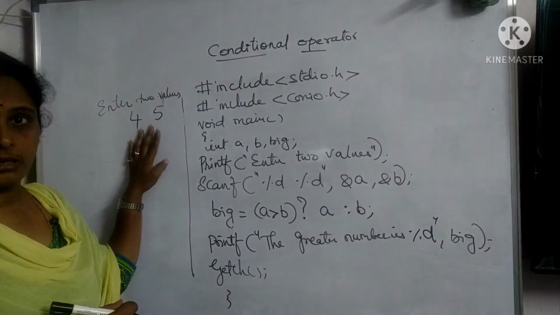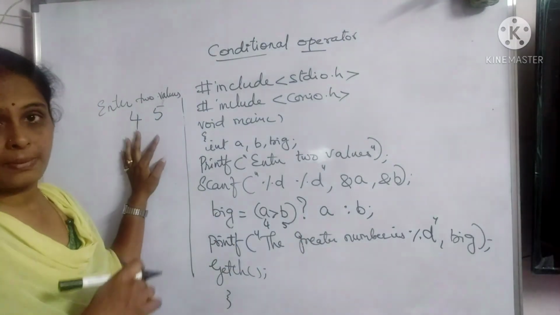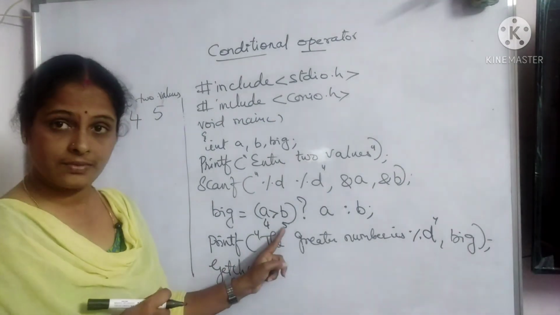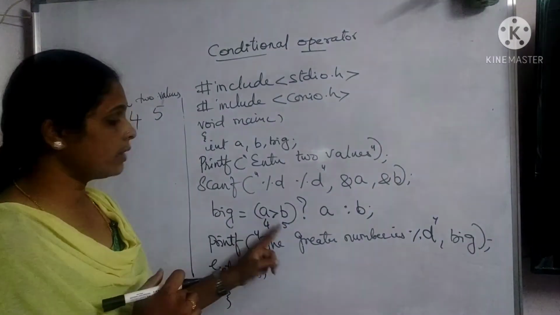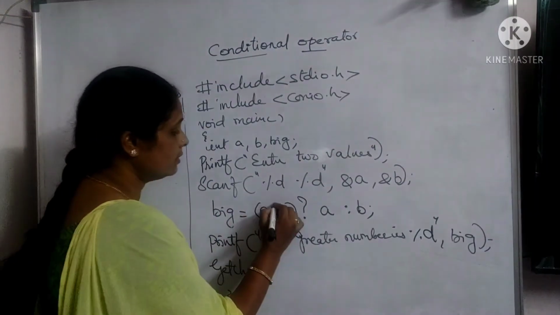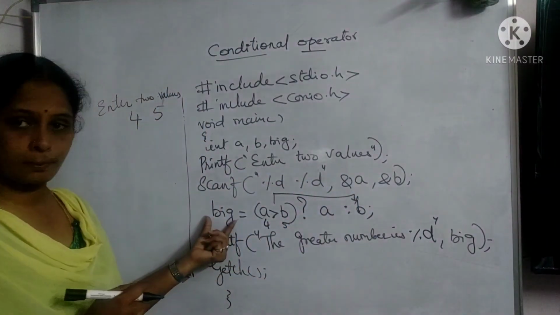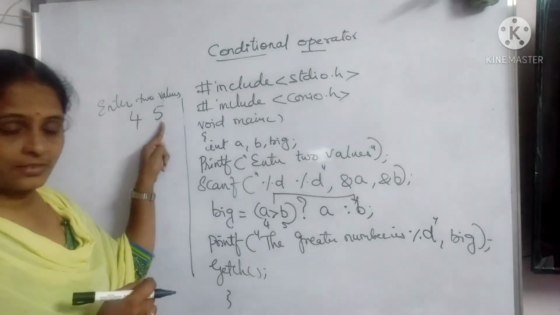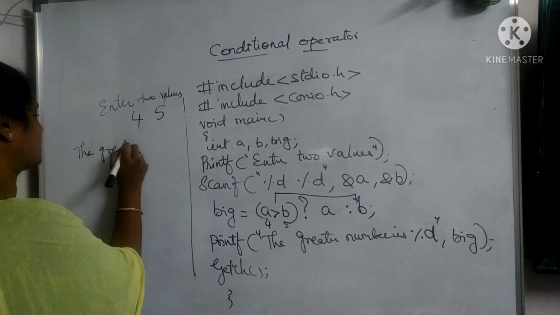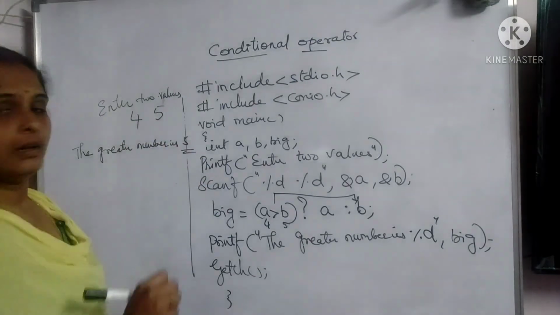According to our inputs, A is 4 and B is 5. So if I calculate 4 greater than 5, the output will be false, because 4 is less than 5. So the next value becomes the value here. B becomes the value of big. That means big is equal to 5. Now what will be the output? The greater number is 5 will be the output.